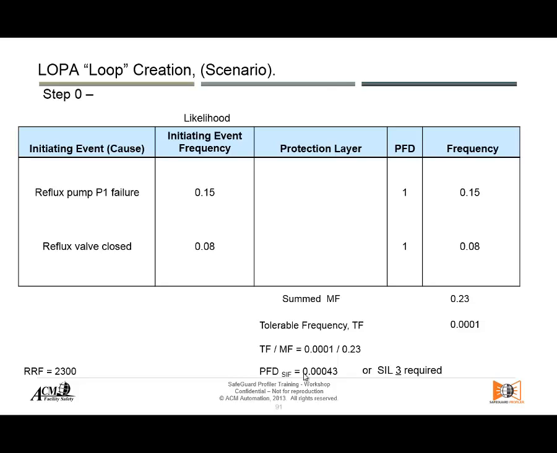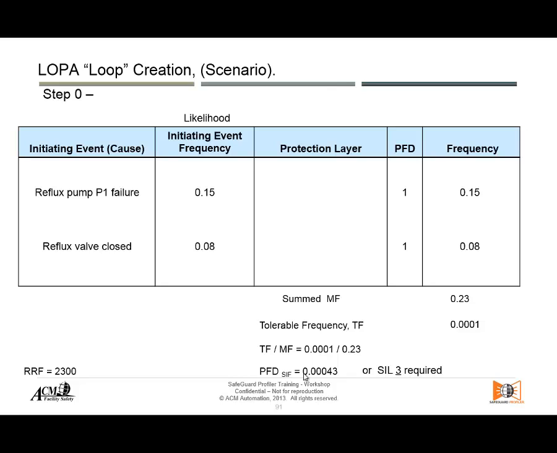What would be its required performance in order to cover this risk gap that I have there, this gap that is too much with respect to what I can tolerate? So if I divide my TF over MF, in order to not have any risk in there, it should be equal to 1. But if it is not equal to 1, then this will be the number for a safeguard to have in order to reduce the risk to a tolerable level.